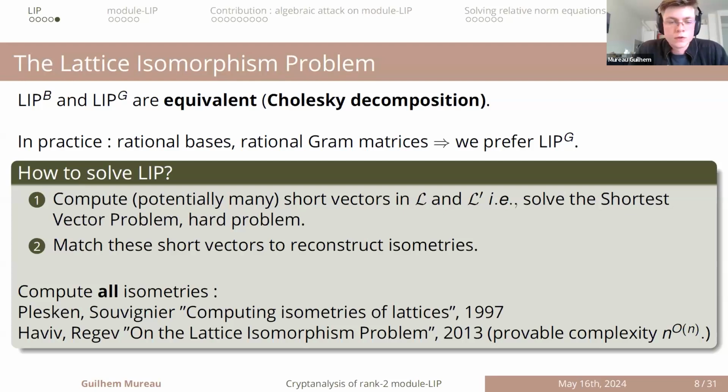For example, there is an algorithm of Plesken and Souvignier doing that, and also an algorithm by Haviv and Regev, which has complexity n to the big O of n, where n is the dimension of the lattice. This is essentially due to the fact that solving SVP already has exponential time complexity.